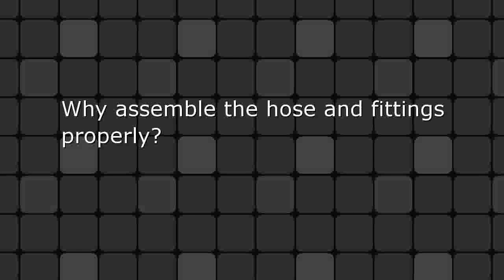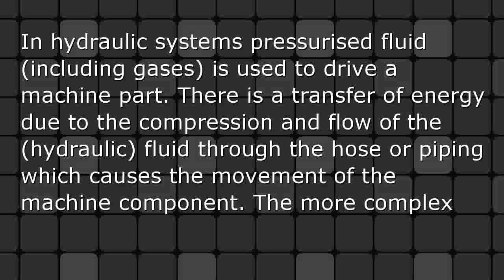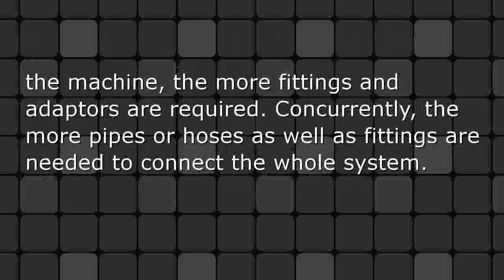Why assemble the hose and fittings properly? In hydraulic systems, pressurized fluid including gases is used to drive a machine part. There is a transfer of energy due to the compression and flow of the hydraulic fluid through the hose or piping, which causes the movement of the machine component. The more complex the machine, the more fittings and adapters are required. Concurrently, the more pipes or hoses as well as fittings are needed to connect the whole system.